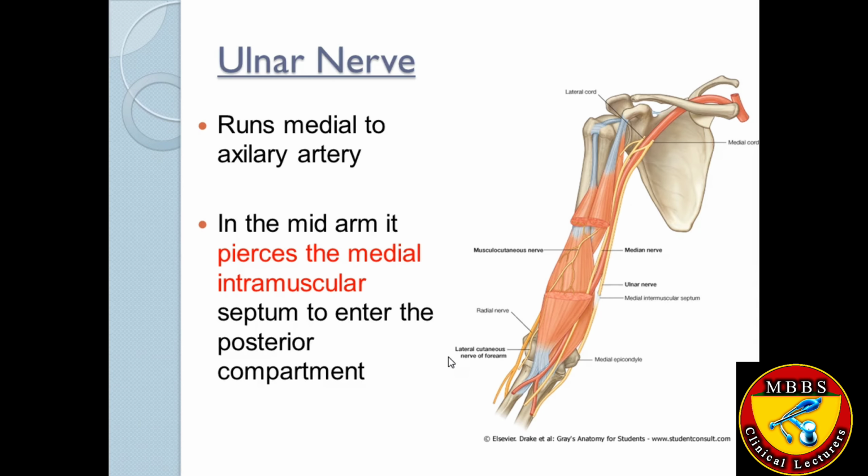The median nerve does not give any branch in the arm, it just passes and enters into the forearm. The next nerve is the ulnar nerve. The ulnar nerve also does not give any branch, it just passes through the arm and you have to remember its course. Now you can see in the figure, the ulnar nerve runs medial to the axillary artery as well as to the brachial artery.